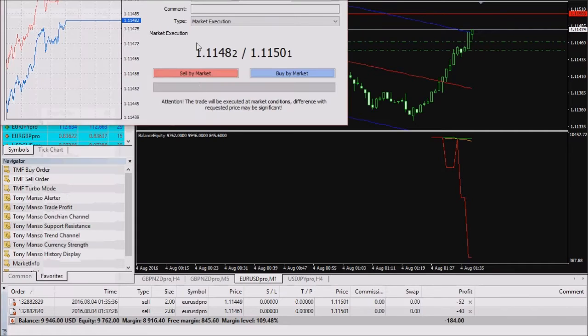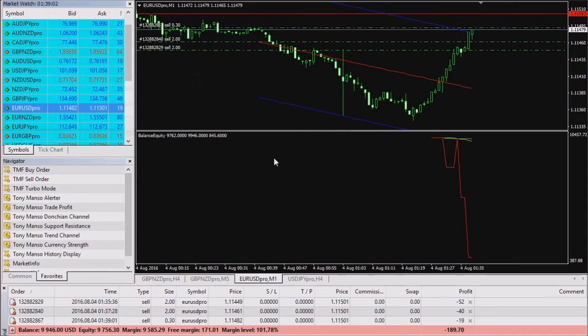Okay, 0.3. Let's see if it lets me. Oh yeah. Okay, now here, look at this. My free margin is almost gone. Once that number gets down to 0, you get an email from the broker that says you're going to get a margin call if you don't start closing up some trades.